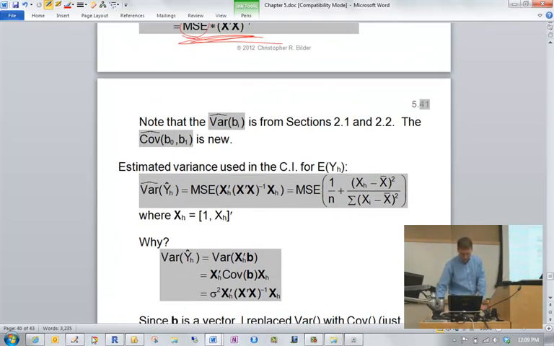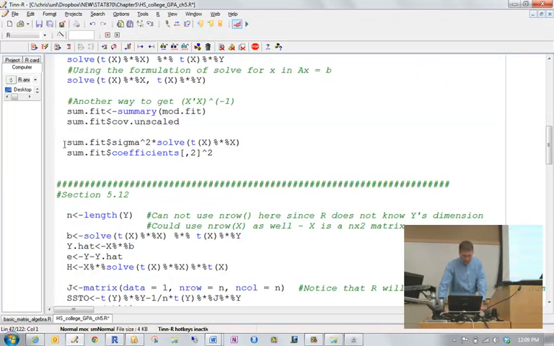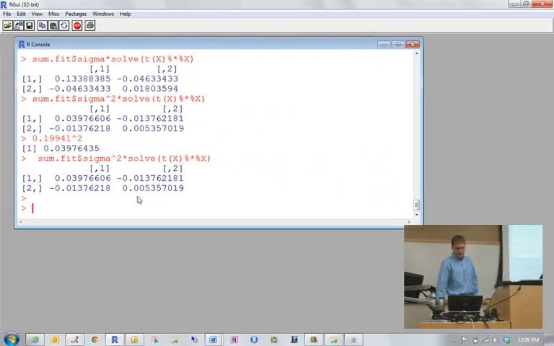Let's actually look at that a little bit more closely. With the high school and college GPA data set I showed you earlier, MSE times (X'X)^-1. Here's the variance of b1, the variance of b0. Then what's this right here? The covariance of b0 and b1. All estimated covariances and estimated variances. So you can see that's what this covariance matrix was representing.